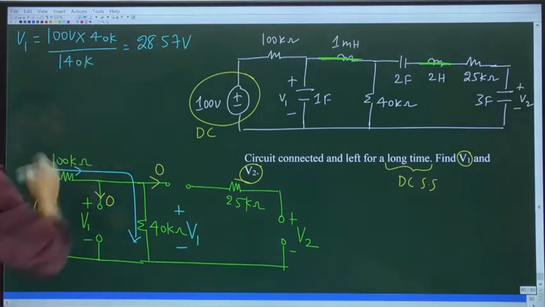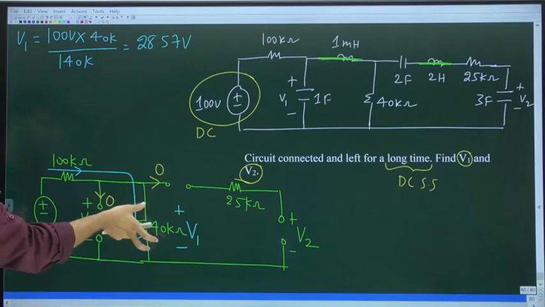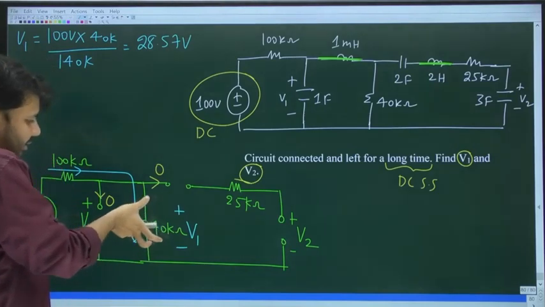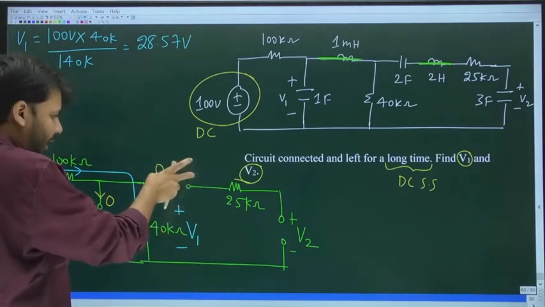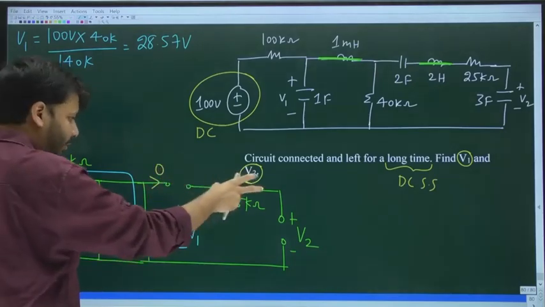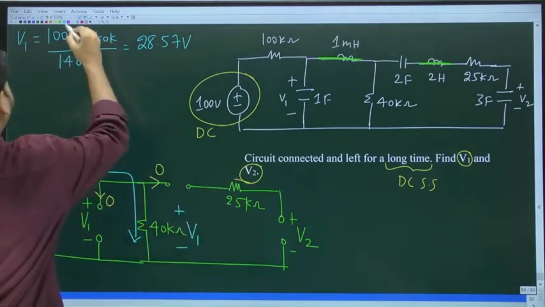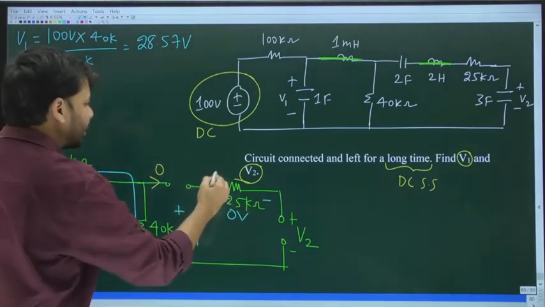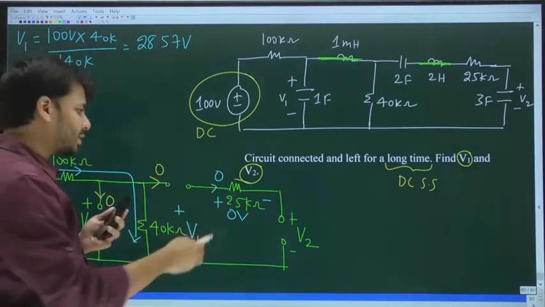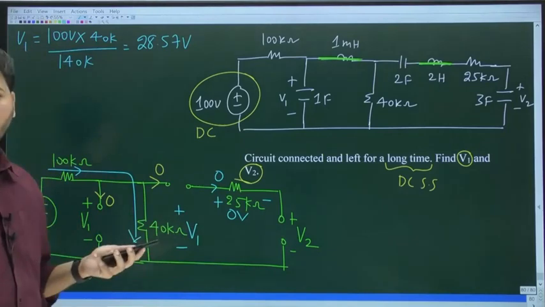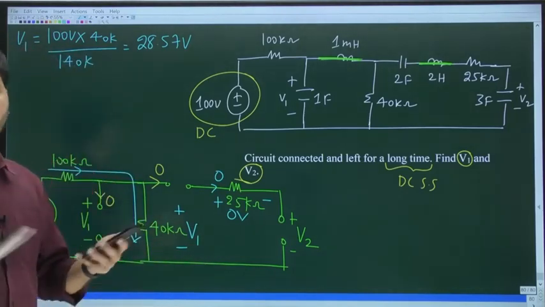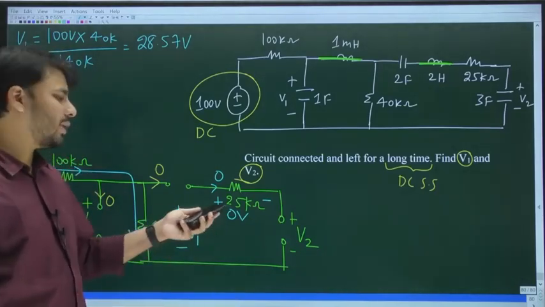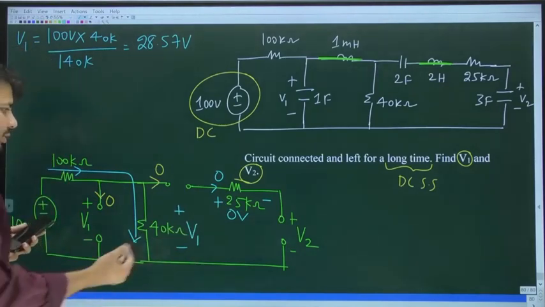You see here, what is the drop across 40 kilo ohm? It is 28.57 volts. Now, across this 40k, we have this capacitor which becomes an open circuit. Then we have the 25 kilo ohm resistor. Can you tell me what is the drop across the 25 kilo ohm resistor? Will it not be zero? Because the resistor is in series with an open circuit. Anything in series with an open circuit, current will be zero. Current through the resistor is zero, so even the voltage drop across the resistor will be zero.